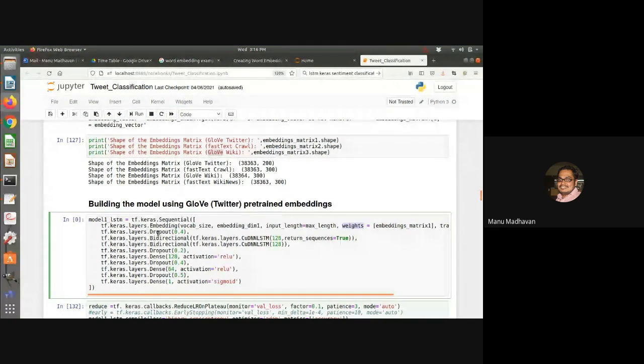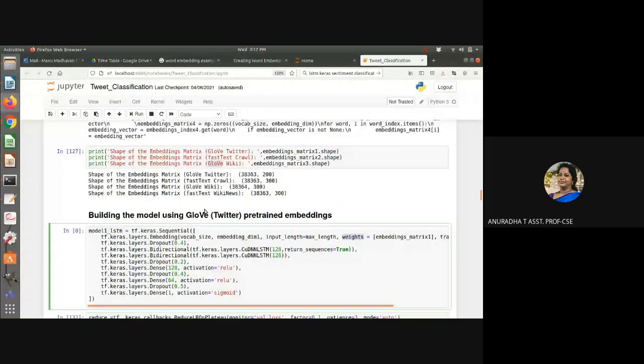So what you have to understand is that a pre-trained model is nothing but a model trained on a large corpus, which can be reused for our purpose. So we are not training the model on other things. So this is how we are using the GloVe model.